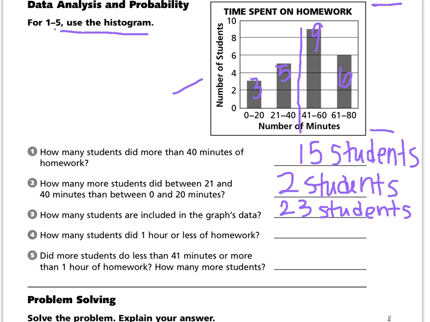How many students did 1 hour or less of homework? Well, I know that I would need to include everything that's to the left of this purple line. So I have 9, 5, and 3, and I know that's going to be 17 students.